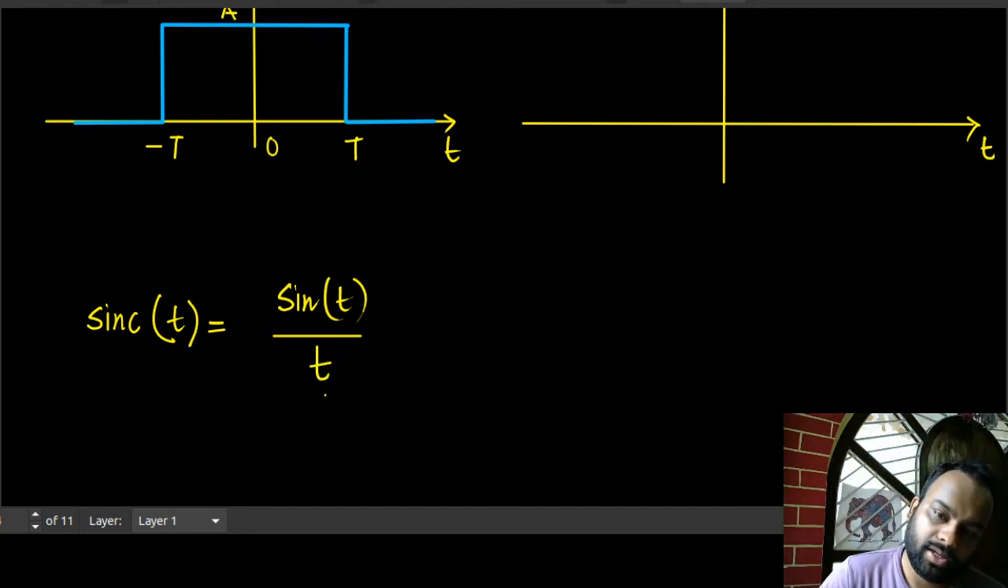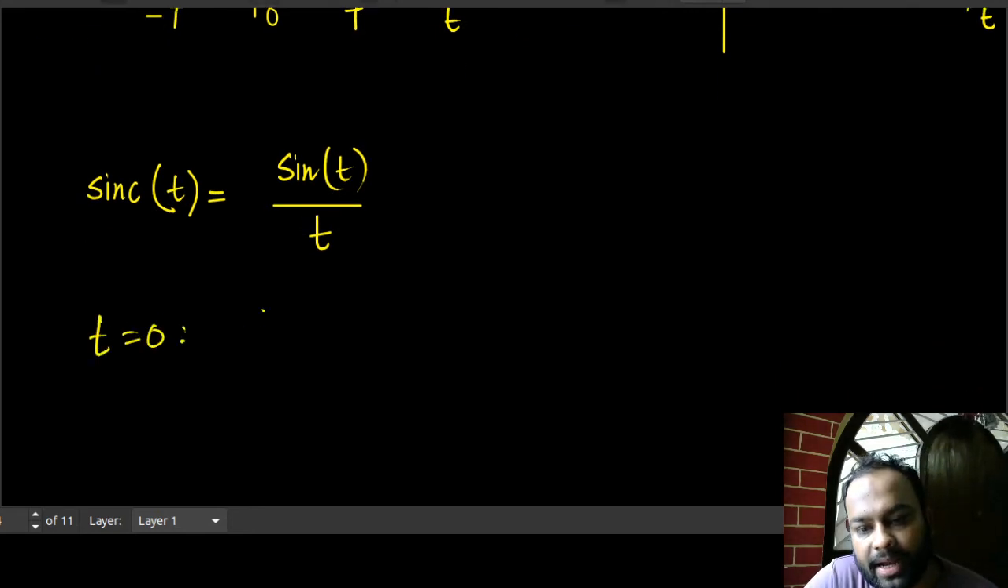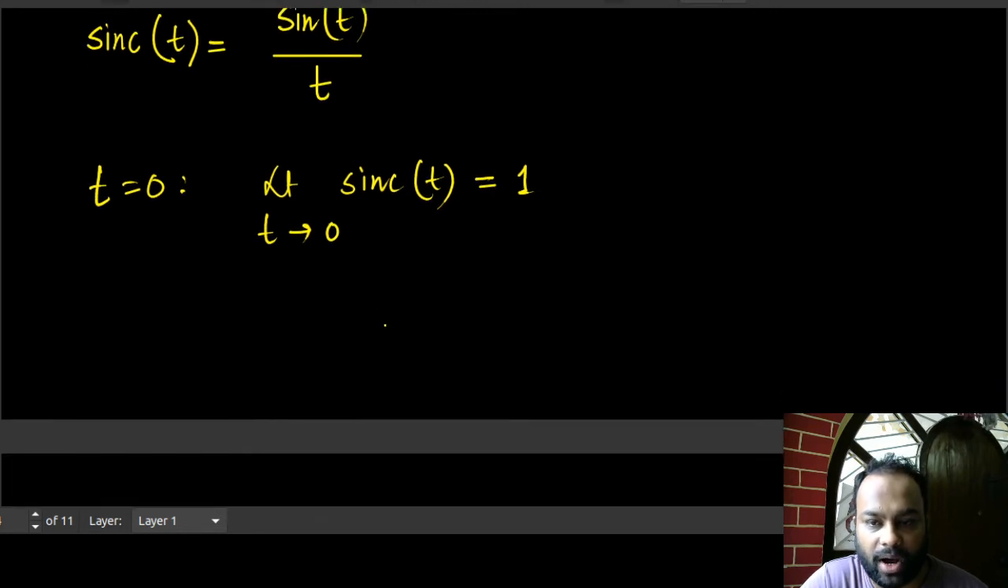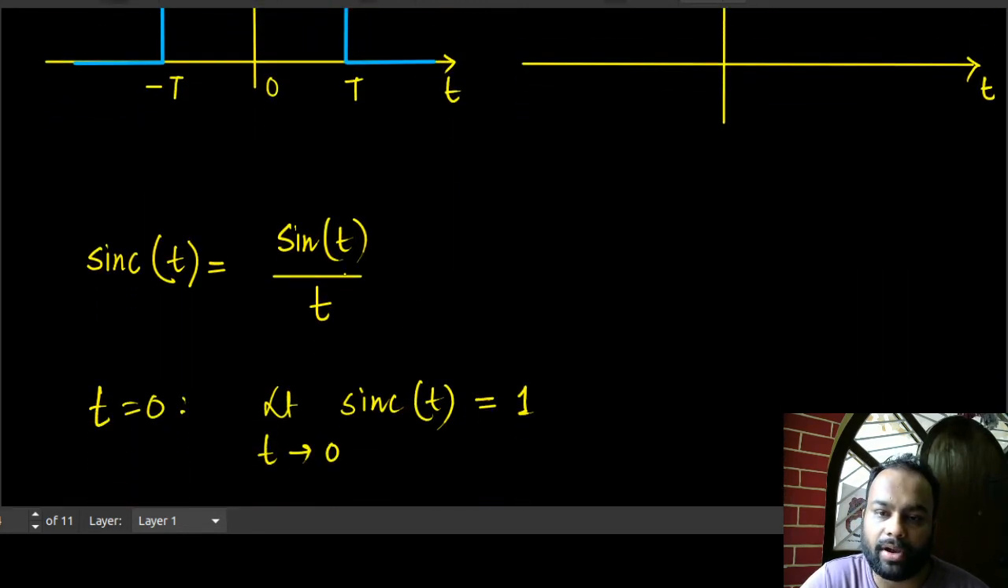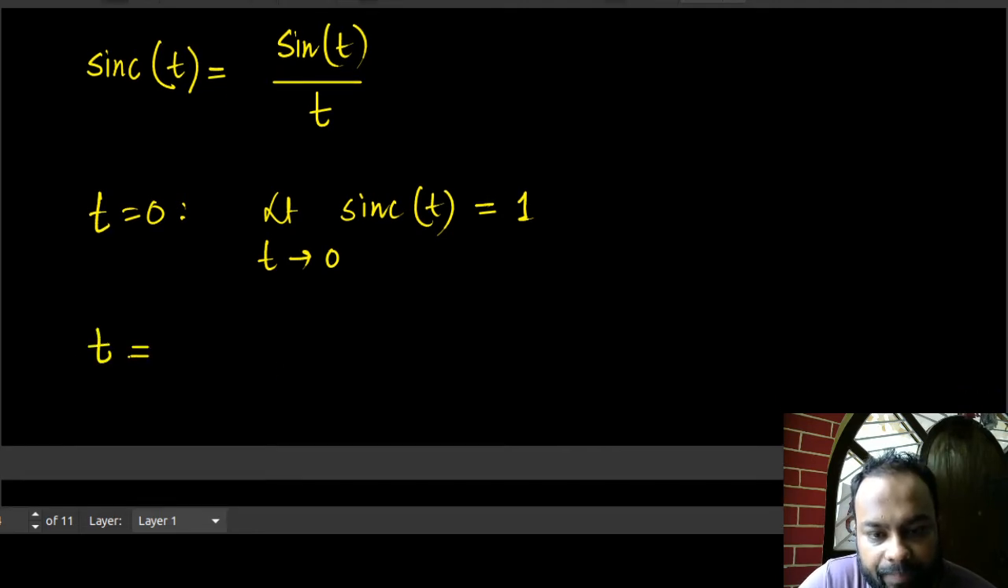What is the value of this particular signal when t is equal to 0? When t is equal to 0, I can consider that to be a limiting case, and instead of putting t equal to 0, I can consider t tending to 0. When t approaches 0, of course this limit is 1. So for this function, the limiting value is 1. And at every periodic interval where sin t is 0, Sinc t is also 0. For example, when t is equal to plus minus pi, the value is 0.